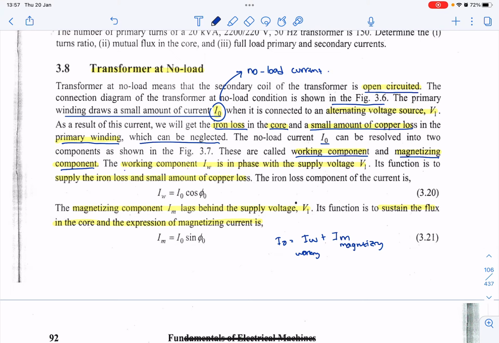The working component current IW is in phase with the supply voltage V1. And what is the function of this working component current? The function of the working component current is to supply the iron loss and the small amount of copper loss. So the iron loss component of current is IW equal to I0 cos phi naught.